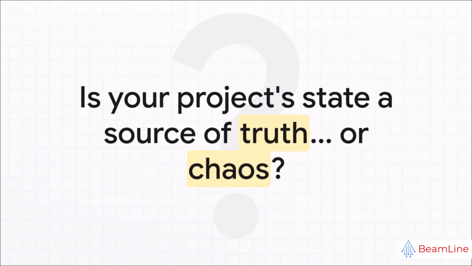So let me just ask you this. Is your project's state file a reliable single source of truth? Or is it, let's be honest, a total source of chaos? We all know that sinking feeling, right? One developer's version is just slightly off and bam, the entire CI pipeline just grinds to a halt.